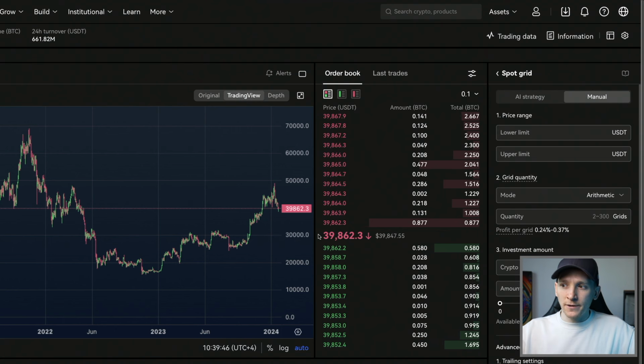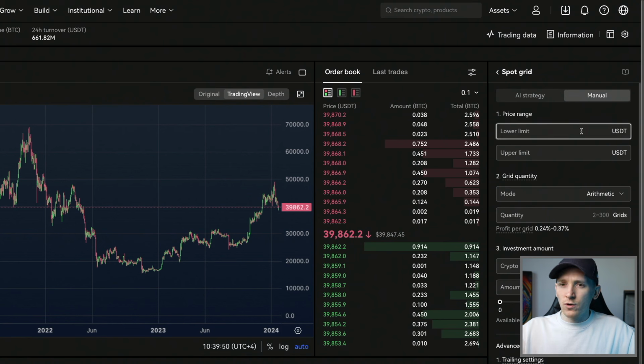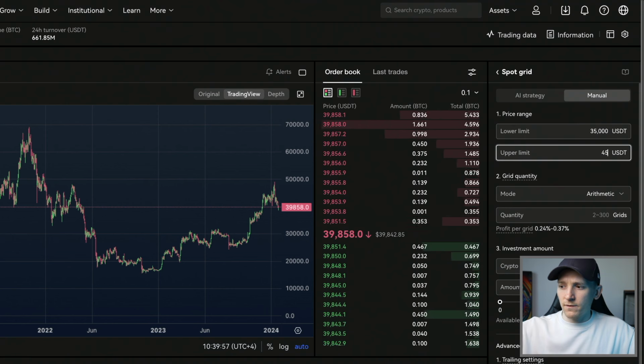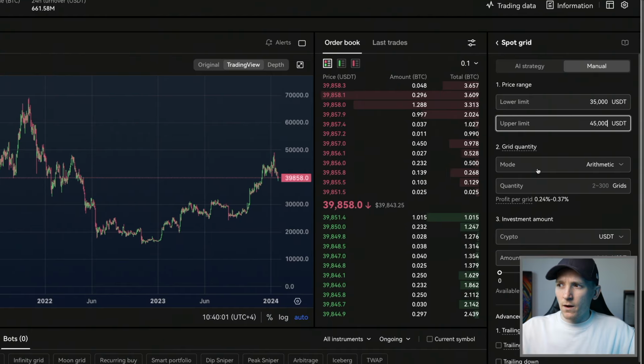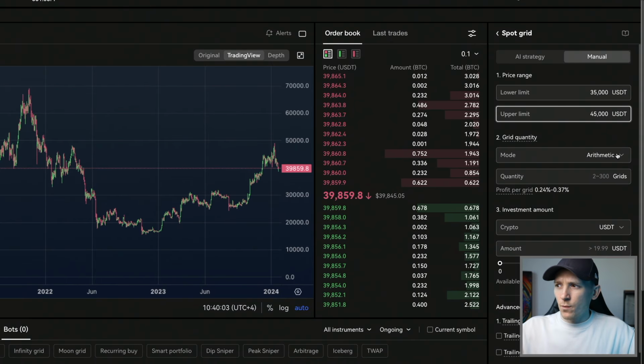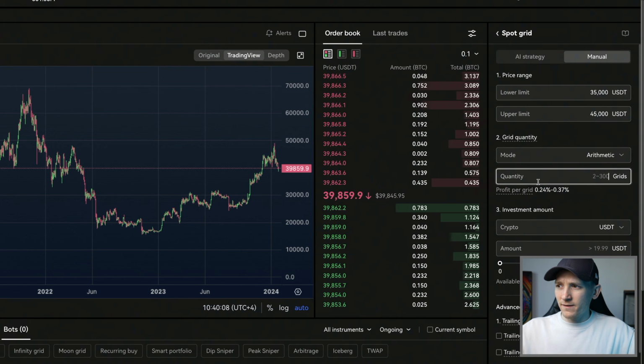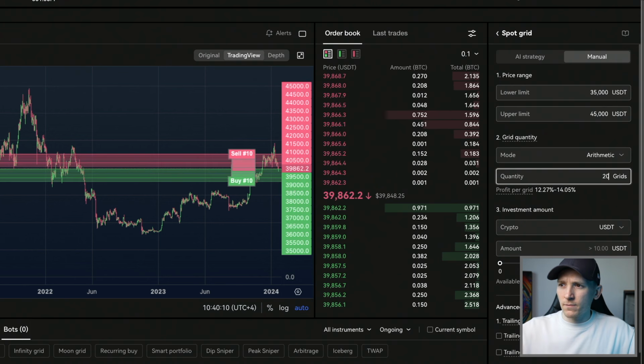We just have to choose a range. If the price of Bitcoin right now is, let's say, 40,000, what we can do is have a range 5,000 each side, right? So 35,000, and then the upper limit would be 45,000. Now you can choose the amount of grids that you trade within, right? So we can choose a mode here, which is either arithmetic or geometric. So again, sounds more complex than it is. Let's do 20 grids, right?